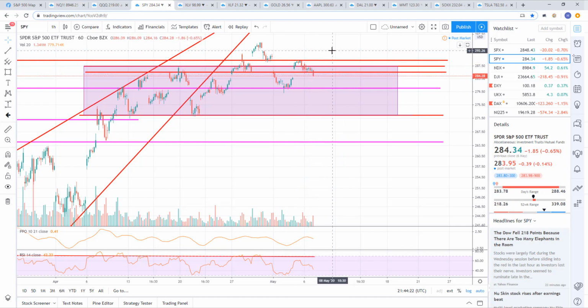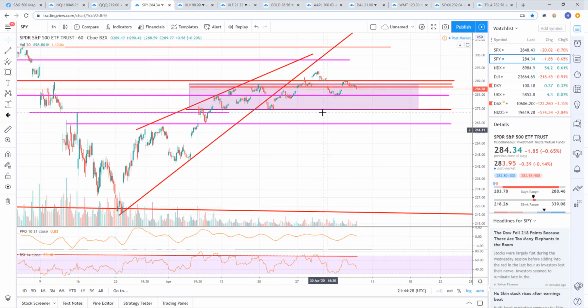So if it's going to move higher, we probably need some sort of catalyst. We need some sort of pump catalyst that's going to pump it past this range. And if we don't get that, we're probably going to get some selling.